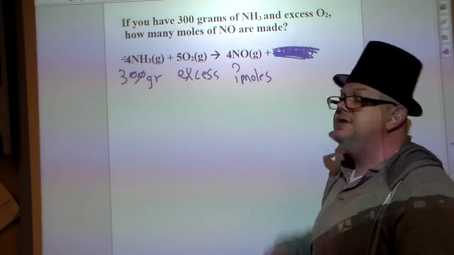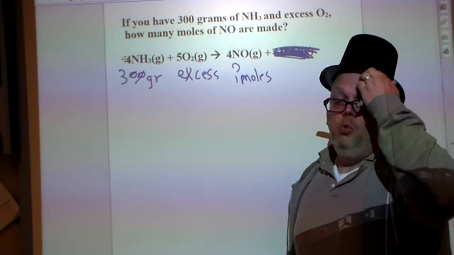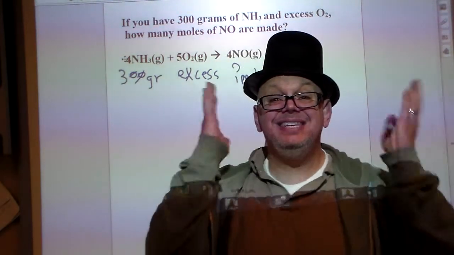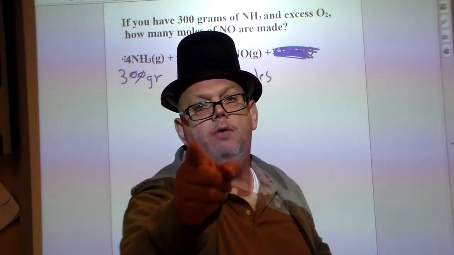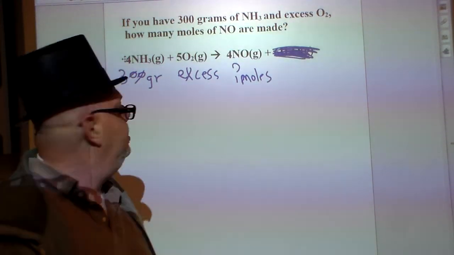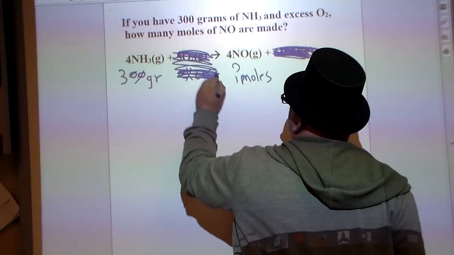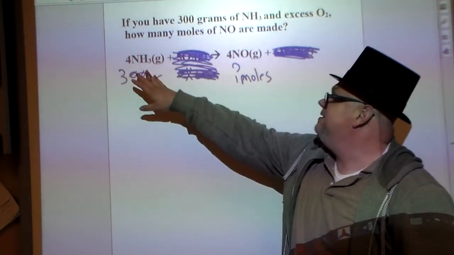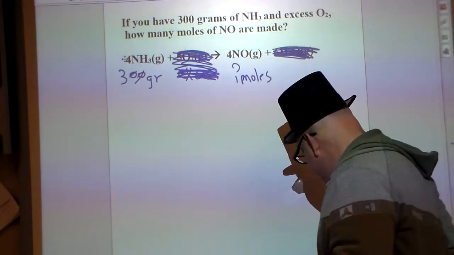Yay! Now notice it says excess O2. Okay, what does that mean? Well, remember, the idea behind excess is you've got lots and lots of it, you won't run out of it. You are going to be running out of the ammonia before you run out of the oxygen. So guess what? Do I need to worry about the oxygen? Nope. Now I can concentrate on this and this. That's it.